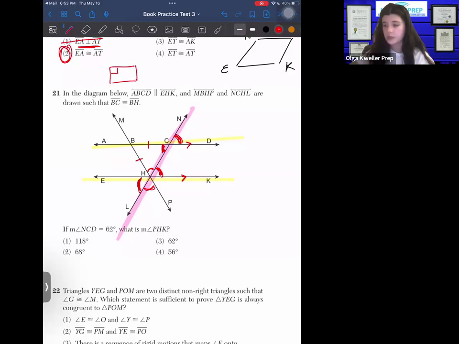So now let's see what they tell us. So they tell me that this is 62. And what do they want? They want angle PHK. So at this point, based on my diagram, this is my X, what they want. I already have enough information to figure it out. So I know this is 62 and this is 62. This is one full line, so it's going to be 180 degrees, right? So X is going to be 180 minus 62 minus 62. Does that make sense to everybody?